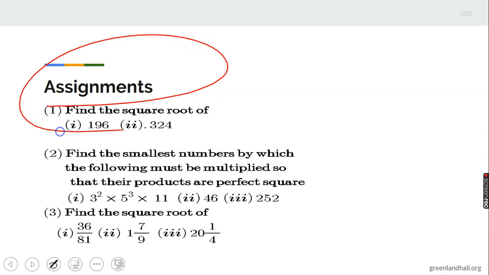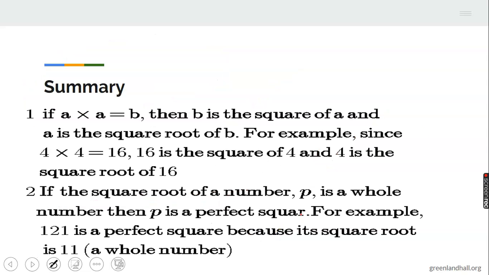Now, assignment for you. You have to find the square root of these two numbers, then find the smallest number by which you can multiply to make the following a perfect square. Then find the square root of the following fraction. Now these are the summary of today's topics.